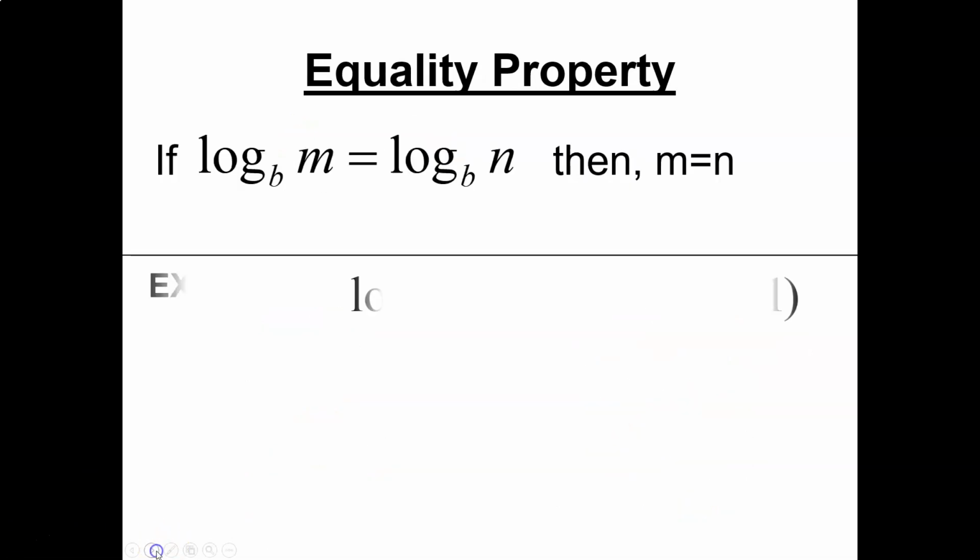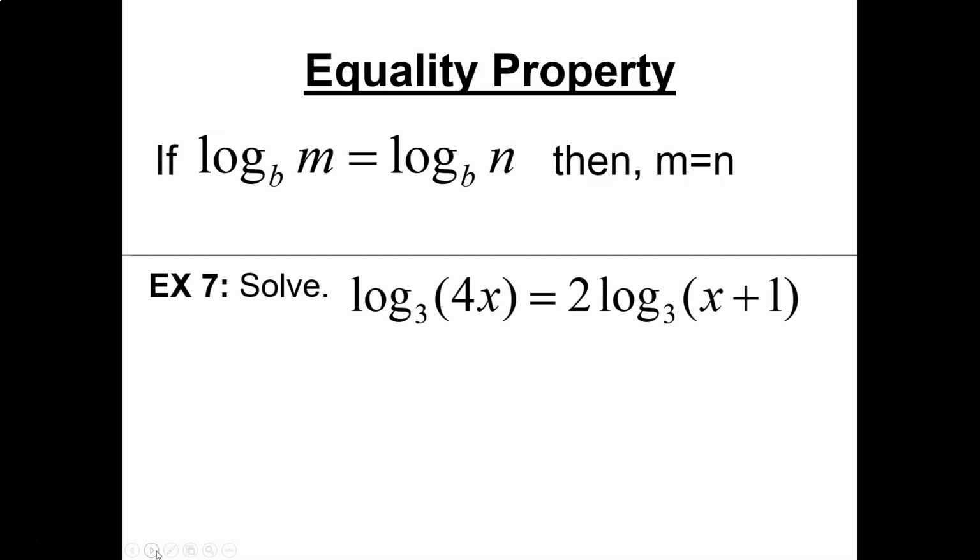All right, equality property, we actually already did this yesterday. The equality property tells me if I've got log base b of m equals log base b of n, then m must equal n. What would Coach Wood call this? Dropping the logs, right? So this is your drop the logs property.